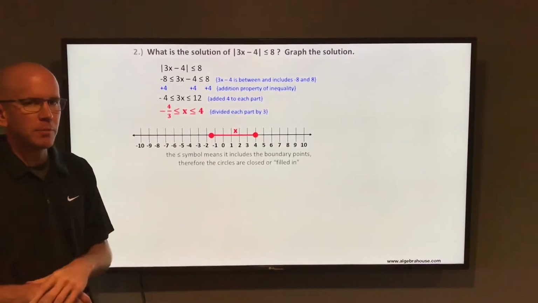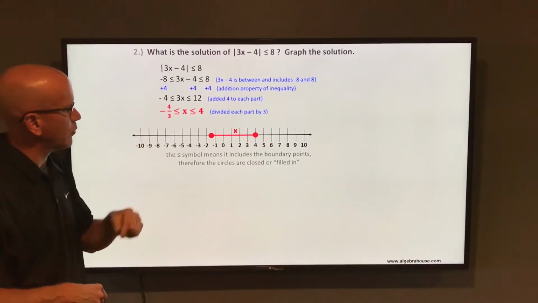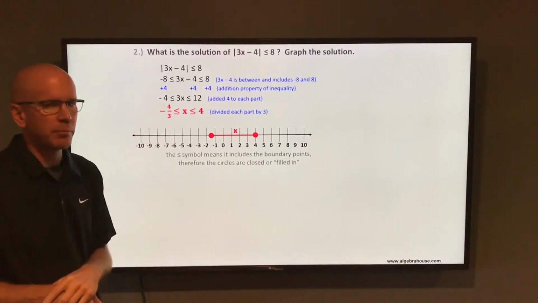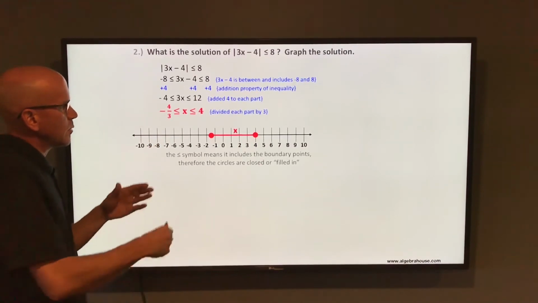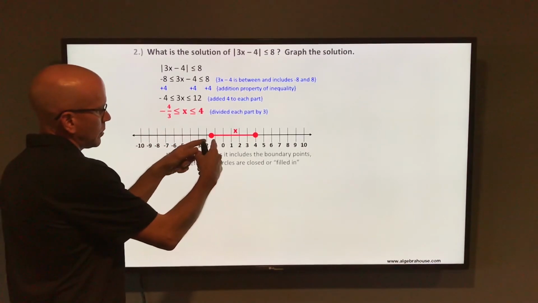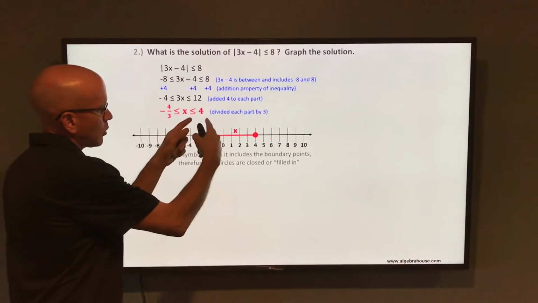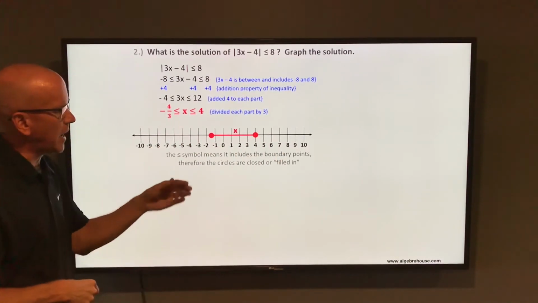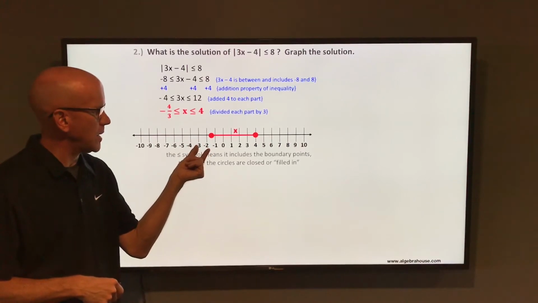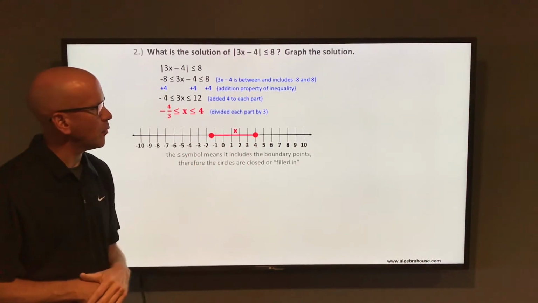Now, you calculator people divided negative 4 by 3, and you may have gotten negative 1.3 repeating. It's the same thing, or negative 1 1/3. So we're going to put a closed circle on negative 4/3, or negative 1 1/3, closed circle on 4, and then the line goes between them. So the value of x lies in between negative 4/3 and 4.